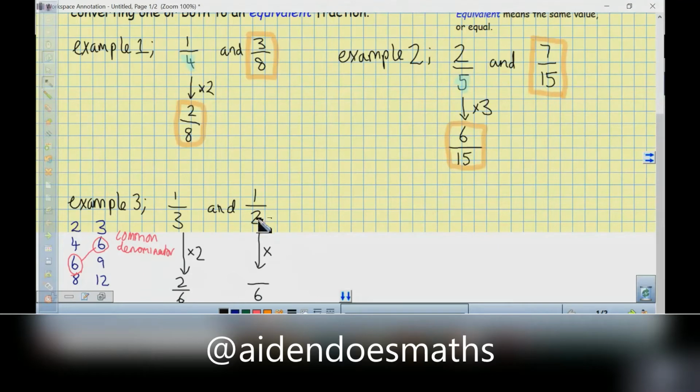Then we need to look at our second one and look how many times does 2 go into 6. We'll look at our 2 times tables. It was our third multiple. So 2 times 3 is 6. And so 1 times 3 gives us 3/6. Again, we can make it nice and clear. Our first solution was 2/6. And our second one was 3/6. And they are 2 fractions equivalent to the original fractions that now have common denominators.